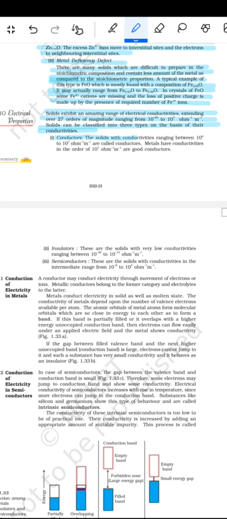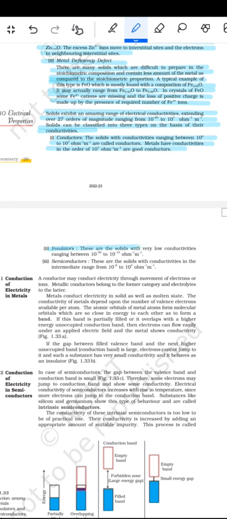पहला कंडक्टर, the fluids with the conductivity ranging between 10 के power 4 to 10 के power 7 ohm per meter, 10 के power 7 per ohm per meter are called the conductors. Metals of the conductivity in the order of 10 के power 7 per ohm per meter are good conductors.